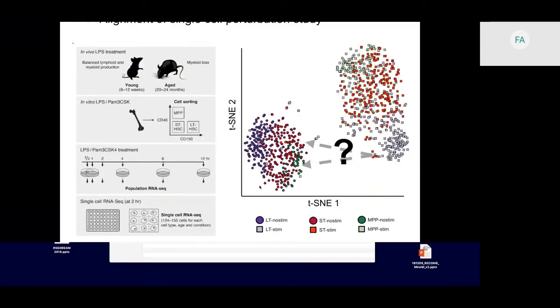And so this study was really motivated by looking at cells from one study where they sequenced three different types of cells: long-term HSCs, short-term HSCs, as well as multipotent progenitors. And they did it under two different conditions, basically control mice versus mice that were stimulated with LPS. And so we wanted to see whether our autoencoder could bring these two data sets together.